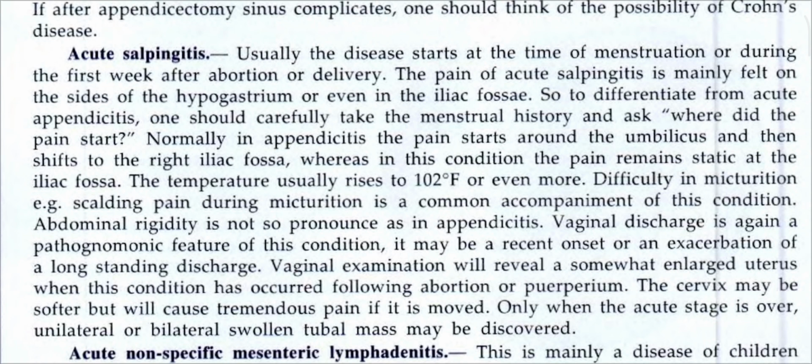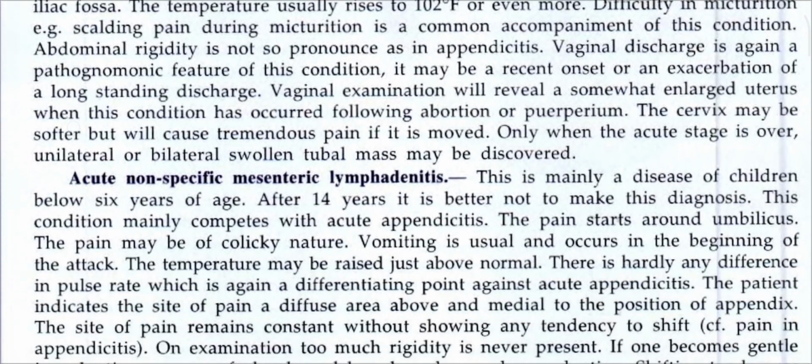Vaginal examination will reveal a somewhat enlarged uterus when this condition has occurred following abortion or puerperium. The cervix may be softer but will cause tremendous pain if it is moved. Only when the acute stage is over may unilateral or bilateral swollen tubes be discovered.